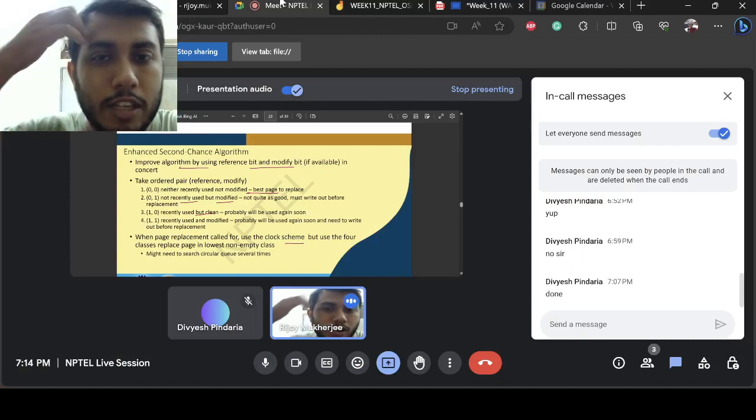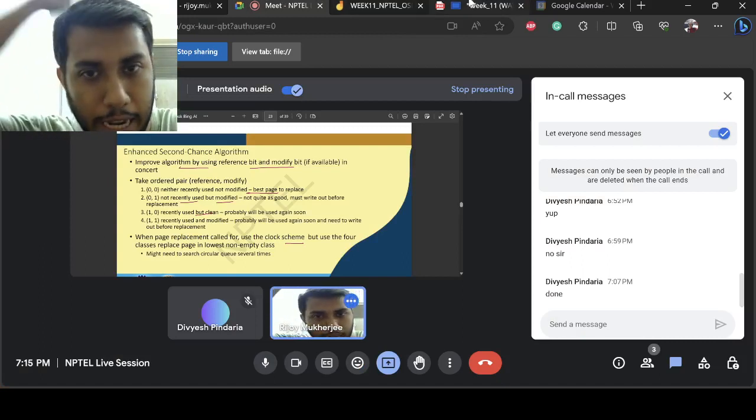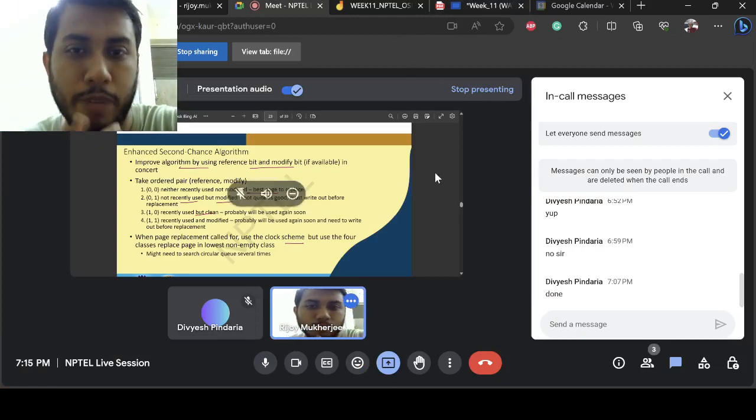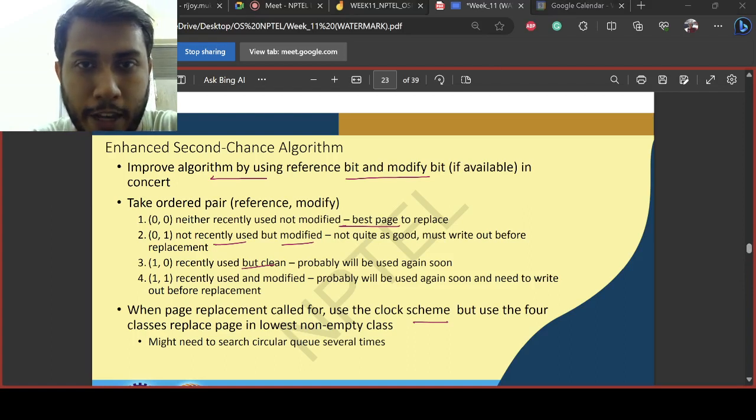And this circular clock is basically used by Unix. So this circular LRU is basically the one that has been used by Unix. Let me see if I have an example or not. Let me see if I can draw it up.